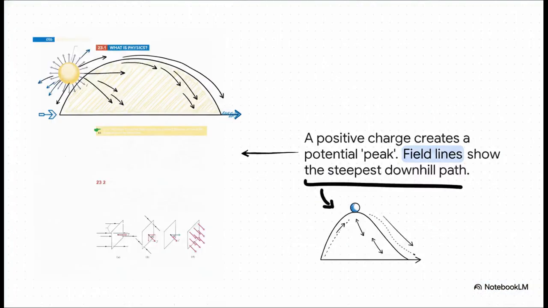Let's really picture this. A positive charge acts like a peak or a hill in our landscape. It creates a spot of really high potential. So the electric field lines, which we always draw as arrows pointing away from a positive charge, are just showing the direction a ball would roll if you place it on the side of that peak. They're literally mapping out the steepest path downhill.